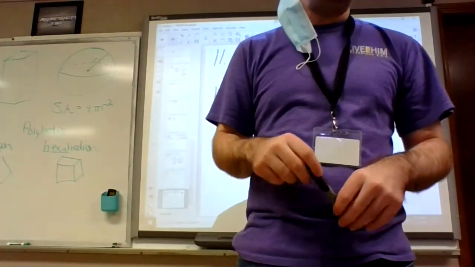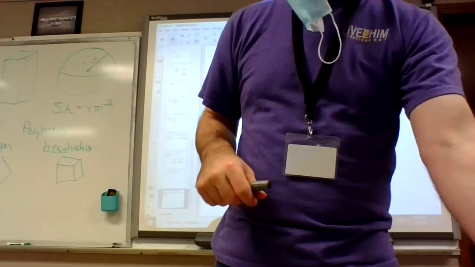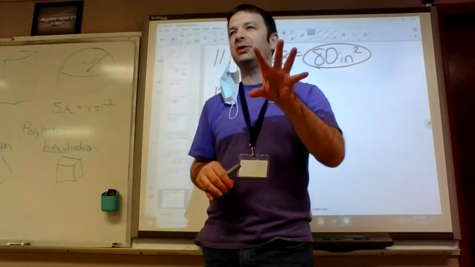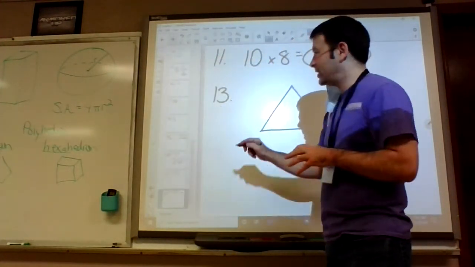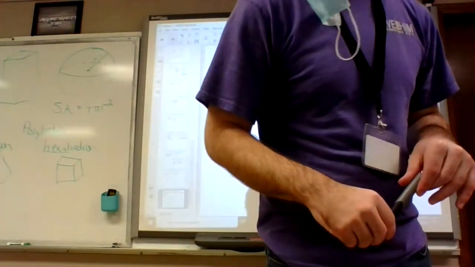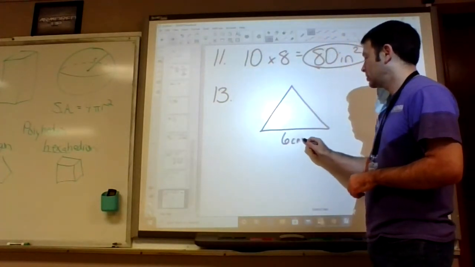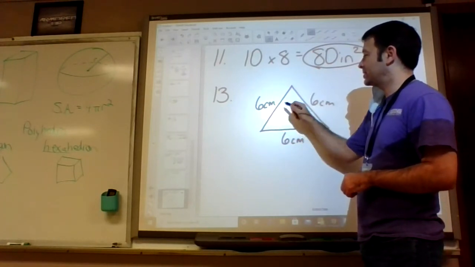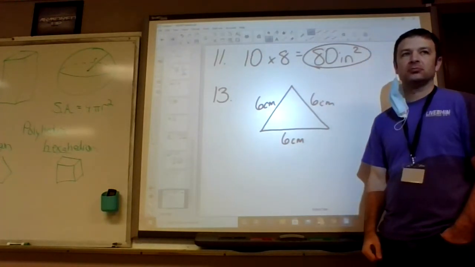Okay, number 13, icosahedron. What's an icosa? 20. What shape makes up the faces of an icosahedron? Triangles. The info that it gives us on 13 is that each edge is 6 centimeters long. Can't you do 6 times 30 times 20, right? No.